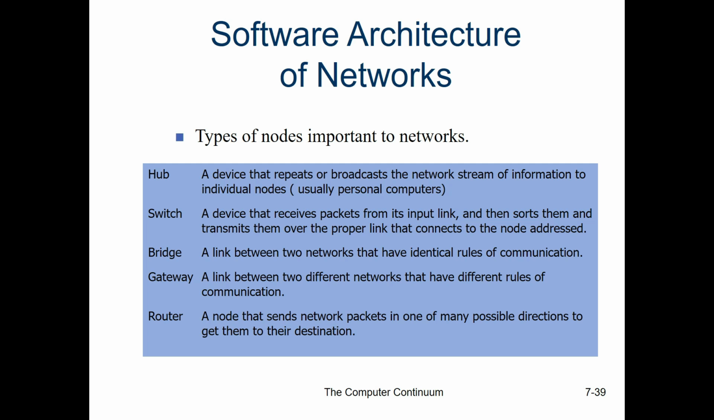And then we have a bridge. It's a link between two networks that have identical rules of communication. And then we have a gateway. It's also a link between two different networks that have different rules of communication. A gateway is used to communicate between different sorts of networks. Then we have a router. It's a node that sends network packets in one of many possible directions to get them to their destination. So that's the function of routers.